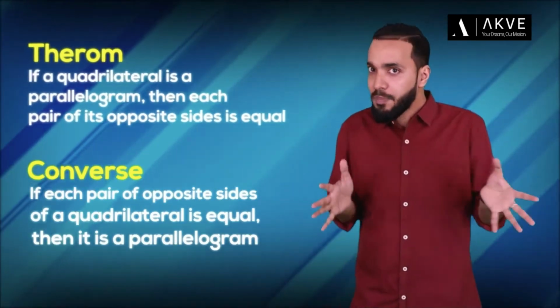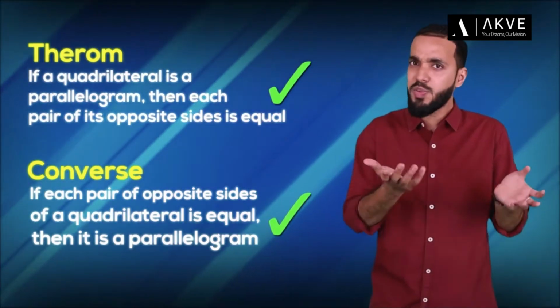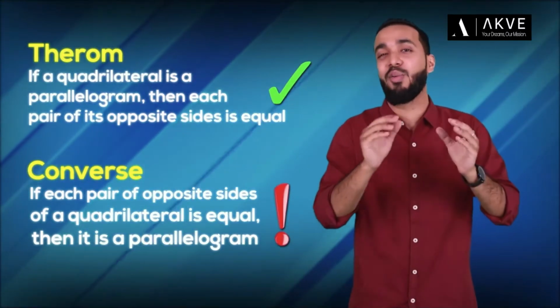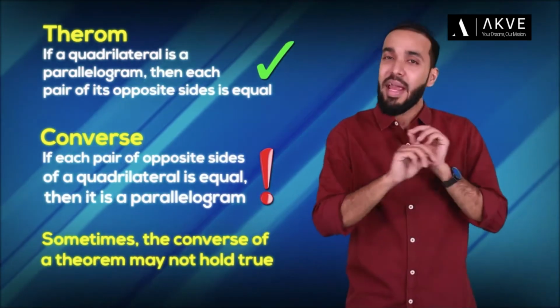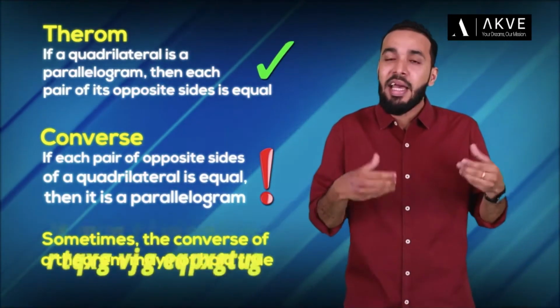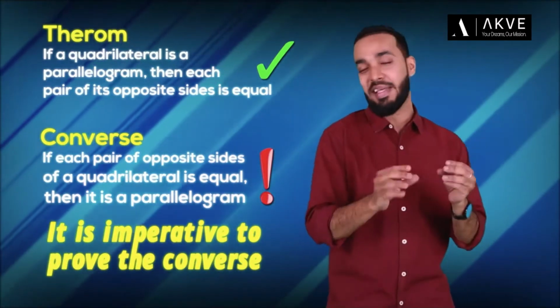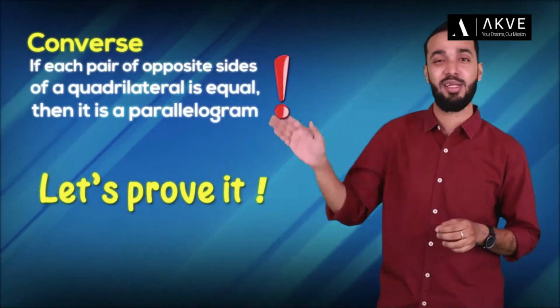Since we have already proved the parent theorem, we may feel that the converse would of course be true. But remember that such is not always the case. Sometimes the converse of a theorem may not hold true. Hence, it is imperative that we prove the converse to be 100% sure. So let's do that for this one too.